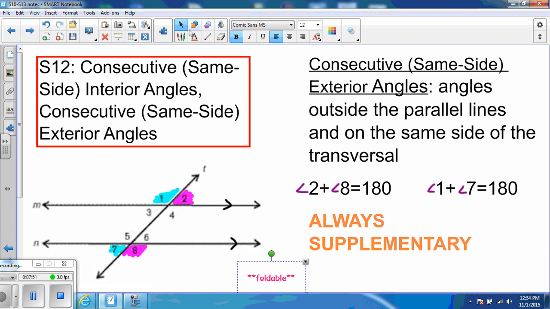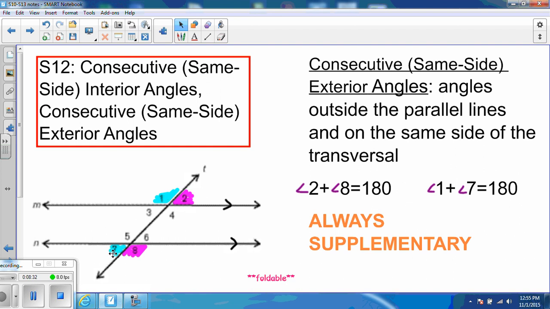Then our second one for standard 12, consecutive or same side exterior angles. So now we're looking outside of our parallel lines. So 1 and 2 and 7 and 8, those are the angles outside of our parallel lines. Remember, same side, so both on the right side or both on the left side. So 2 and 8, those are both outside of the parallel lines, so exterior, and they're both on the right side, so they're on the same side of the transversal. So angle 2 plus angle 8 equals 180 degrees. So consecutive same side or same side exterior angles are always supplementary.